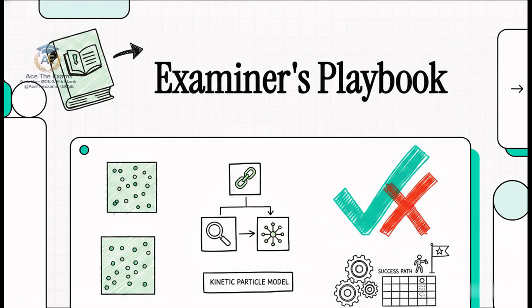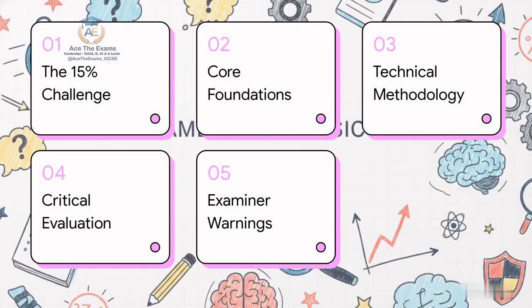So what we're doing right now is building your physics success blueprint. By the time we're done, every single time you see a question on the kinetic particle model, you will know exactly which move to play. All right, let's quickly run through our agenda for today. First, we just covered the 15% challenge. Next up, we'll build our core foundations. Then we move into technical methodology, followed by critical evaluation. And finally, we'll hit the examiner warnings so you can avoid those classic traps.